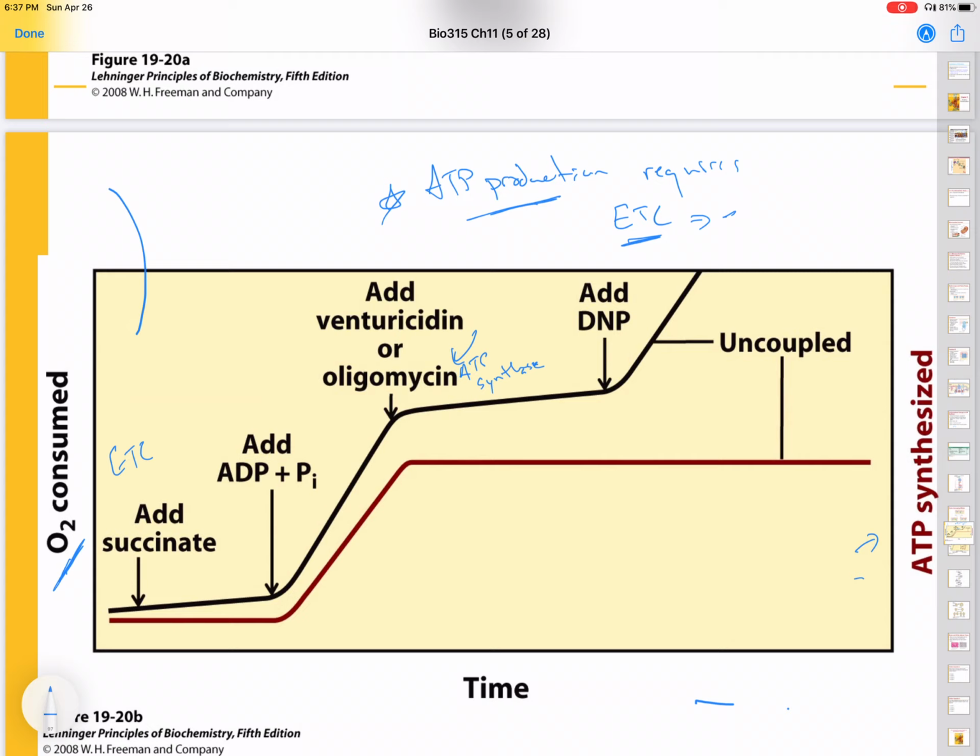And so by blocking ATP synthase with oligomycin or venturicidin, I don't know how to say that, it blocks the ATP synthase. And when you do that, obviously you don't make any more ATP, but you also stop the electron transport chain. So not only is the ATP production dependent on the electron transport chain, but the electron transport chain is dependent on ATP production.